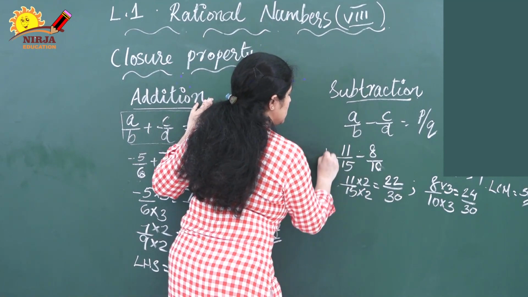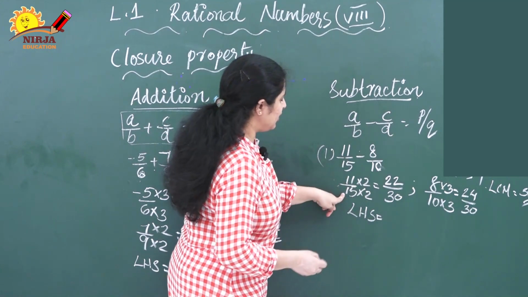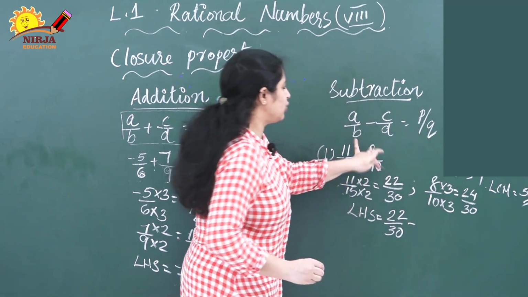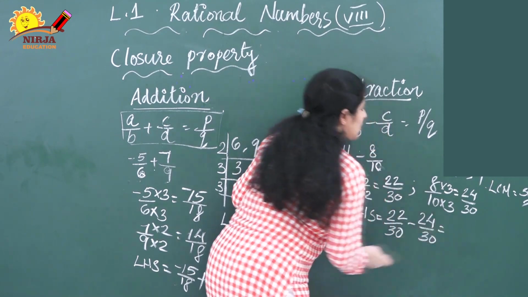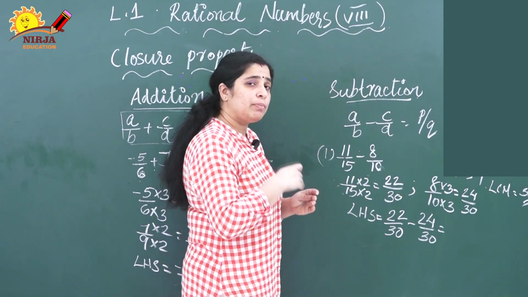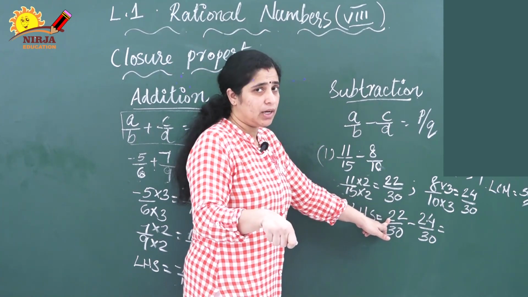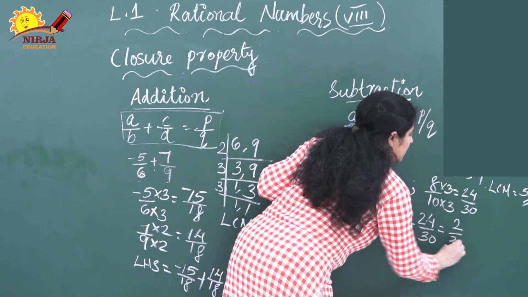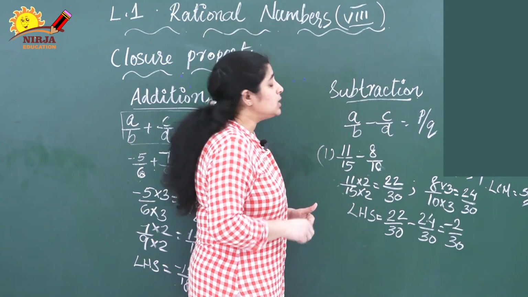I am writing LHS for this question. LHS is equal to, instead of 11 by 15 you can write it as 22 by 30, and instead of 8 by 10 you can write it as 24 by 30. You have to subtract a bigger number from a smaller number. So subtract the smaller number from the bigger number. That means 24 minus 22, you will get 2 by 30, and the sign will be negative because you are subtracting a bigger number from a smaller number.